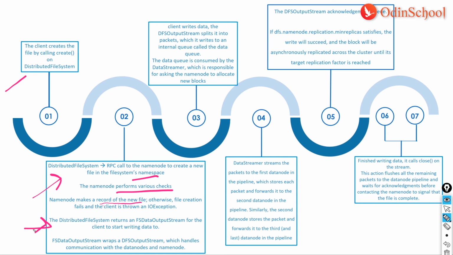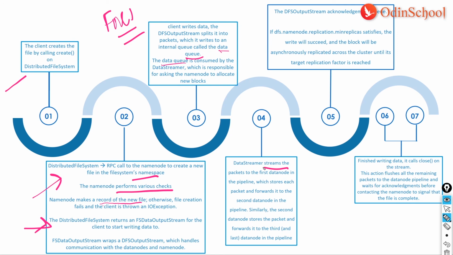Now as the client writes data, the dfs output stream splits it into packets, which it writes to an internal queue called the data queue. The data queue is consumed by the data streamer, which is responsible for asking the name node to allocate new blocks by picking a list of suitable data nodes to store the replicas. Whenever a new file comes, let us say file 1, you divide it into blocks according to the file size, and then those blocks should be written to which data nodes? All those things would be asked to the name node, and the name node will give you a response based on the data queue's blocks or packets.